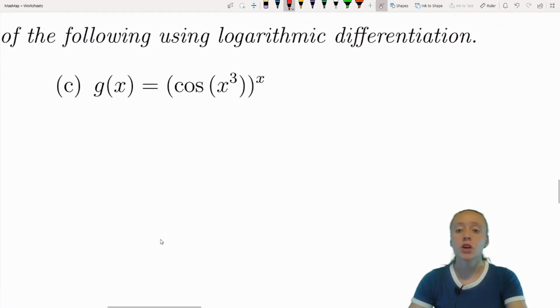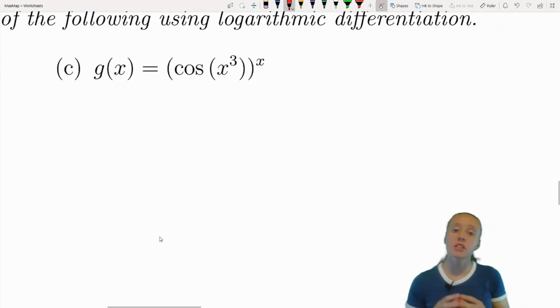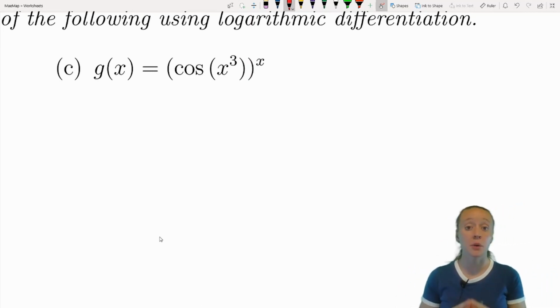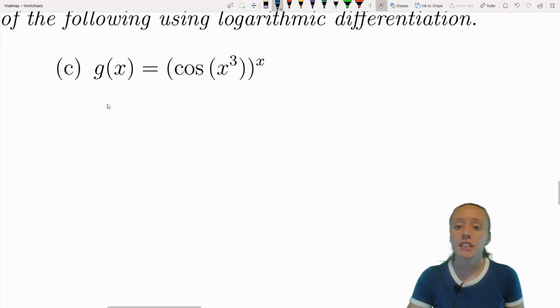In part C, we have g of x equals the cosine of x cubed, all raised to the x. How are we going to solve for this? Logarithmic differentiation. So we're going to take the ln of both sides. So we're going to have the ln of g of x.